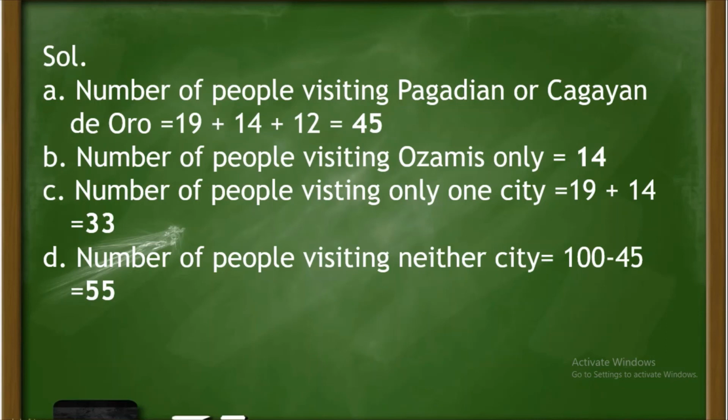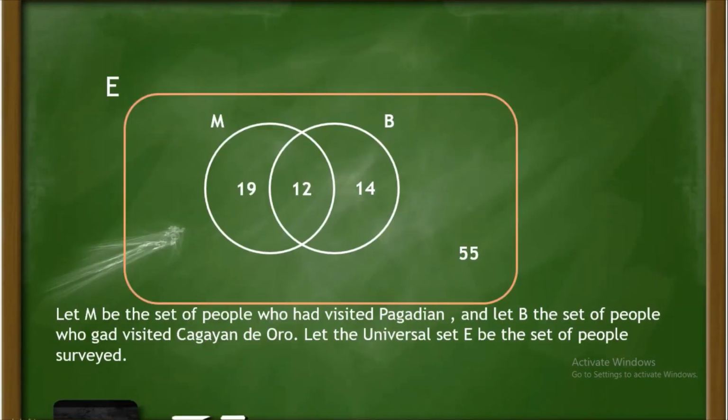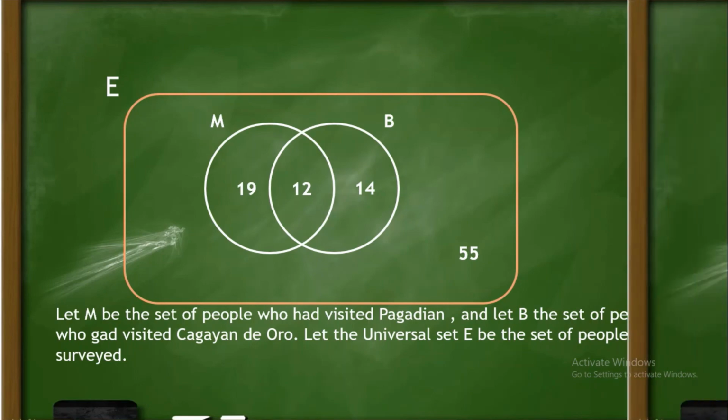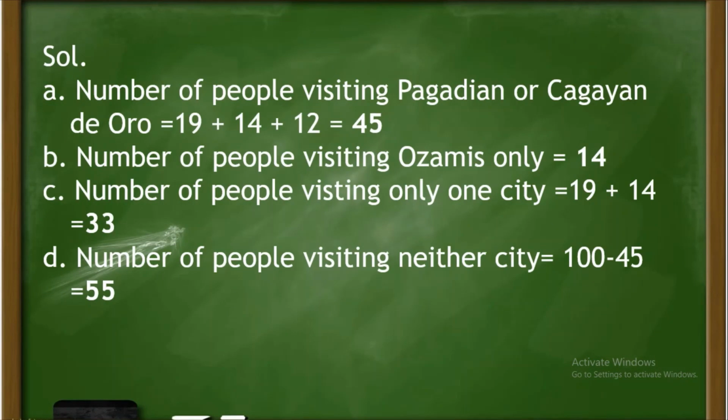Letter C, number of people visiting only one city. Isa lang daw yung napuntahan nila na city. Ilan sila lahat? So, i-add natin, may 19 katao na nakapunta sa Pagadian lamang, at may 14 katao na nakapunta sa Cagayan de Oro lamang. So, 19 plus 14, and that is 33.